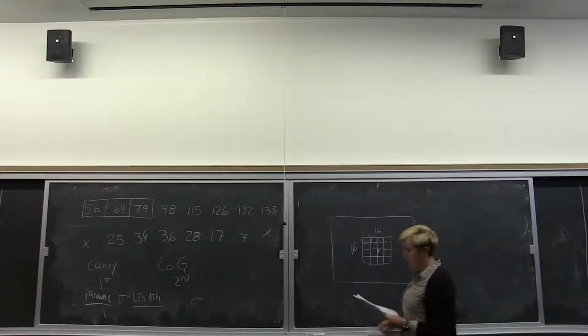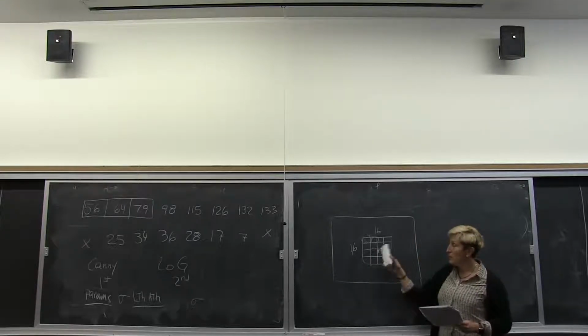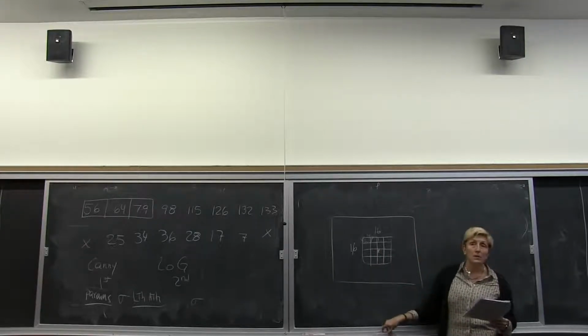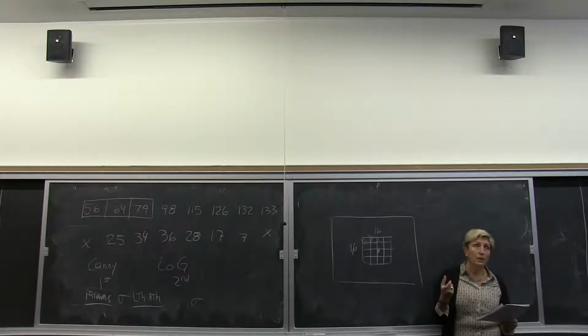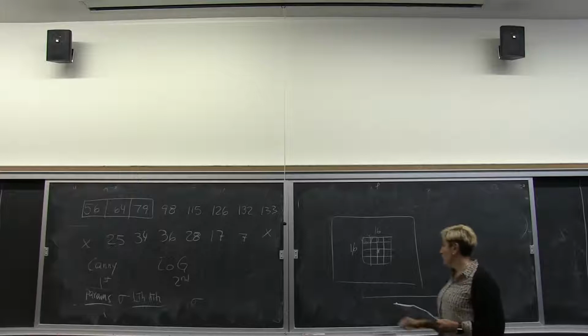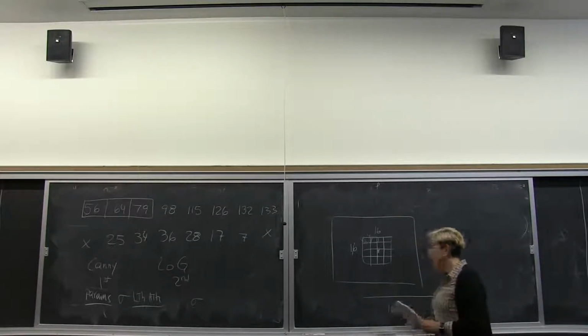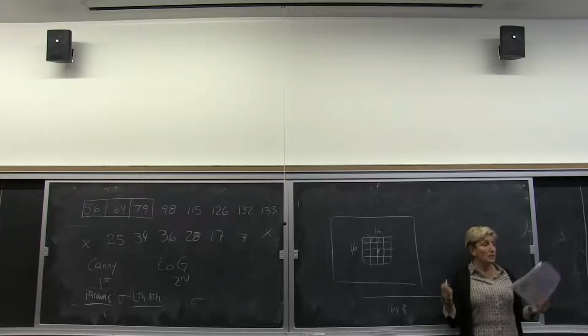So I have now 16 histograms, okay? Each of these histograms has 8 bins. And we assemble now a long feature vector that's going to have 16 times 8 elements. Okay, and that's my descriptor.